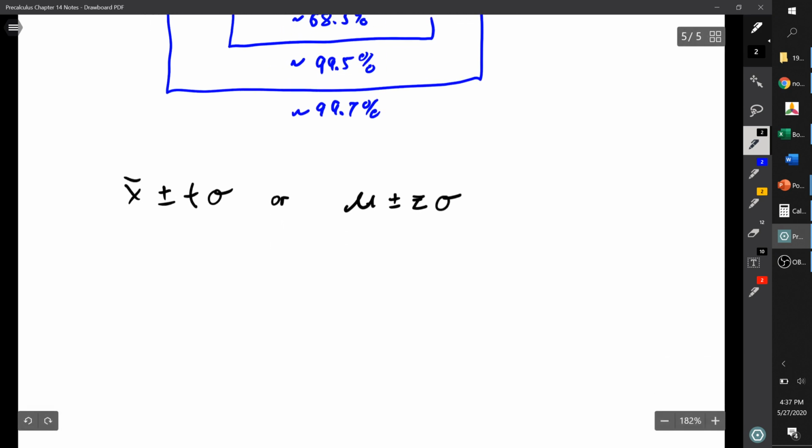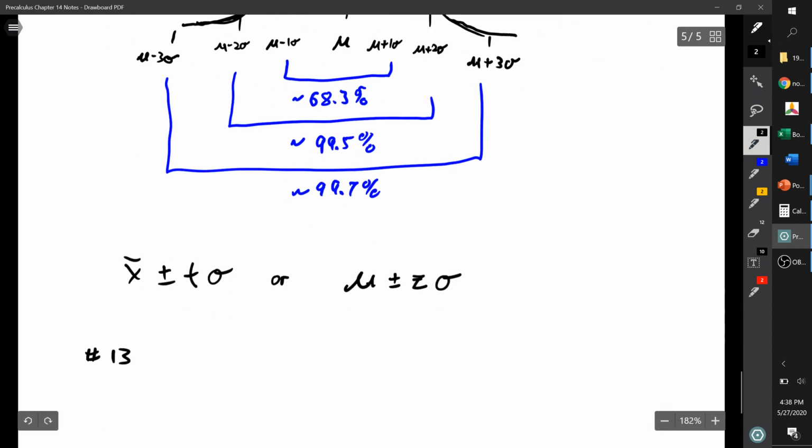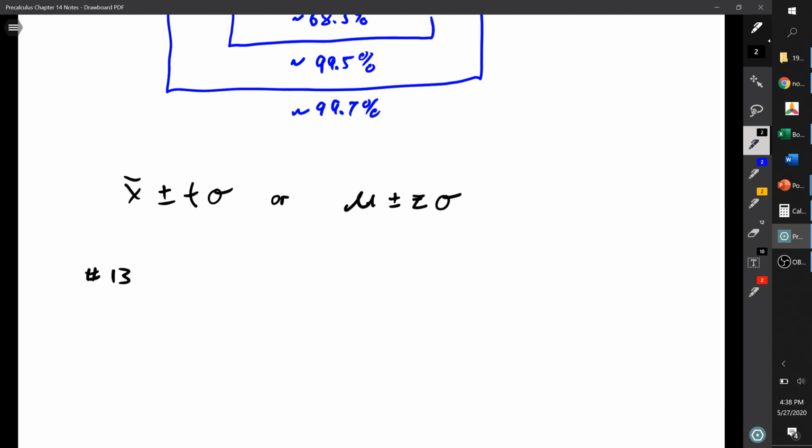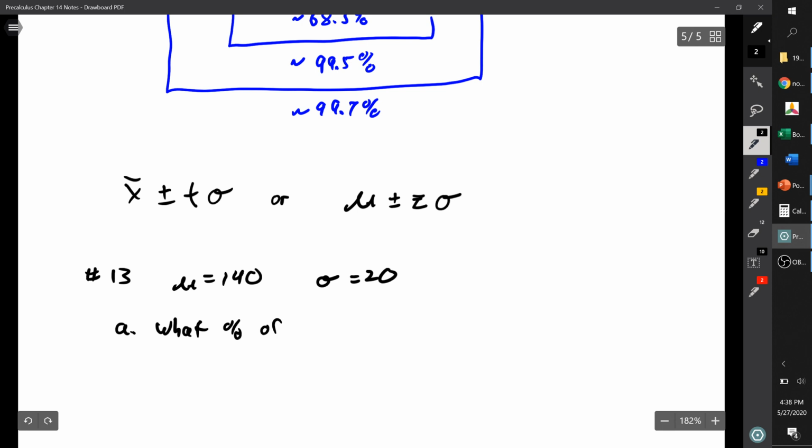So I'm going to do number 13 here. Here's what we have. We have a set of data. It's normally distributed, okay? These formulas and these tables only work if the data is normally distributed, if it follows this kind of a pattern. And it's normally distributed with a mean of 140. So we know that mu is 140. We don't know if this is a population average or a sample average. I'm going to assume it's a population average. And a standard deviation of 20. And we want to find first, what percent of the data is between 100 and 150.